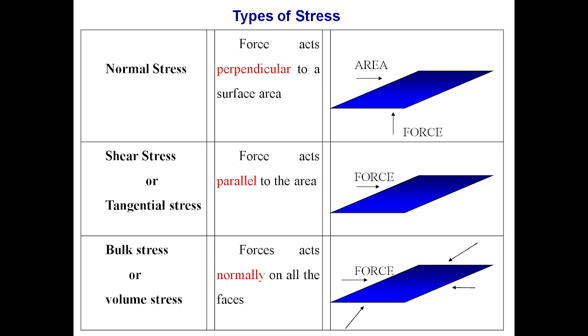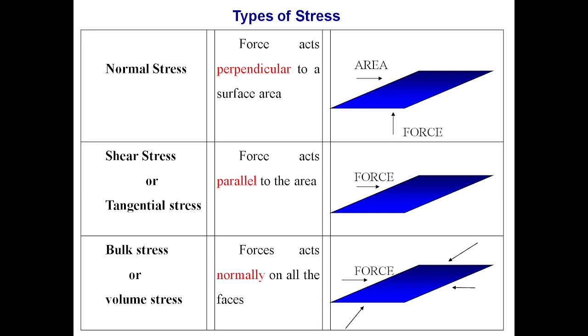Normal stress is a force acting perpendicular to the surface area. In this diagram, this is the plane surface and the force is acting at 90° to the area. It is said to be a normal stress. Normal means the angle between is 90°. Shear stress, or tangential stress, is when force acts parallel to the area. Force acting parallel to the area is said to be a tangential stress or shear stress.